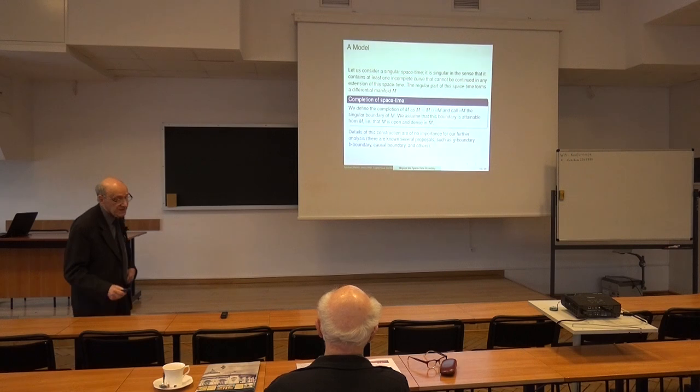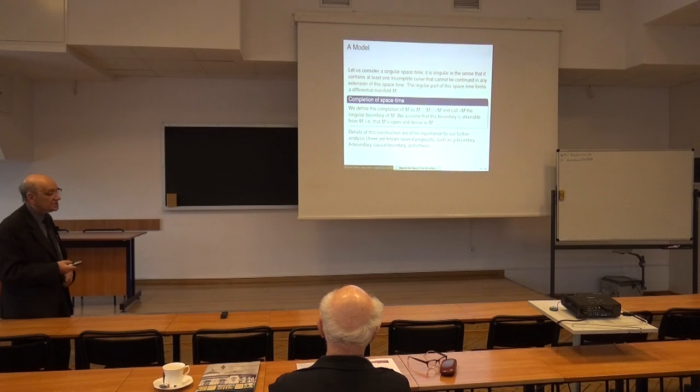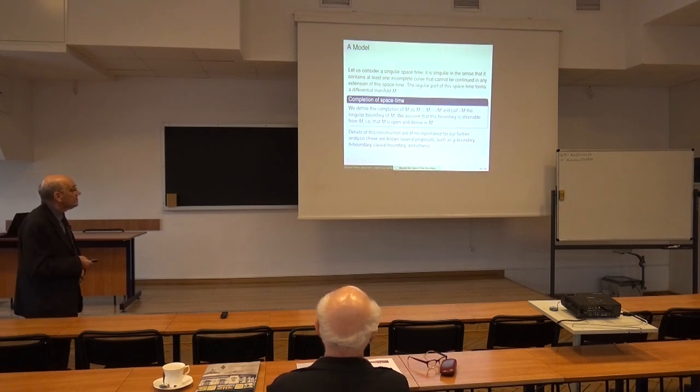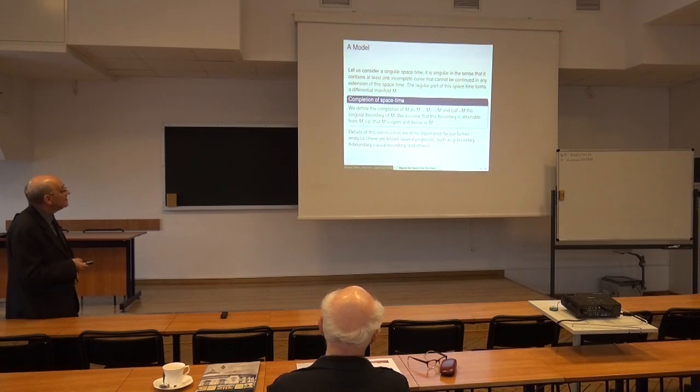Okay, so these are concepts which are used now in sketching our model, which is almost obvious when we have in mind all these definitions. So let's consider a singular space-time. It is singular in the sense previously explained that it contains at least one incomplete curve that cannot be continued in any extension of the space-time. This is a standard definition of singular space-time in general relativity.